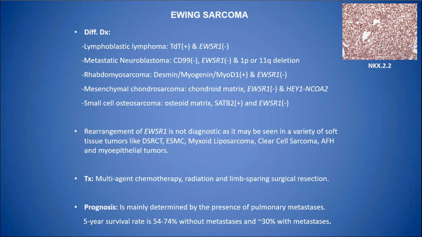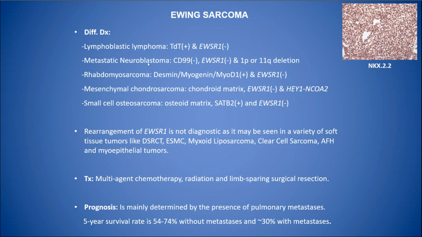The differential diagnosis of Ewing sarcoma is pretty broad because a lot of tumors can have small round blue cell morphology, but I'm going to just mention a few of the most important ones. Lymphoblastic lymphoma is a tumor that occurs in children. It can be CD99 positive and negative for leukocyte common antigen. Interestingly, a good tool to diagnose it is TdT, which is consistently positive in this tumor. And of course, there are no rearrangements of the EWSR1.